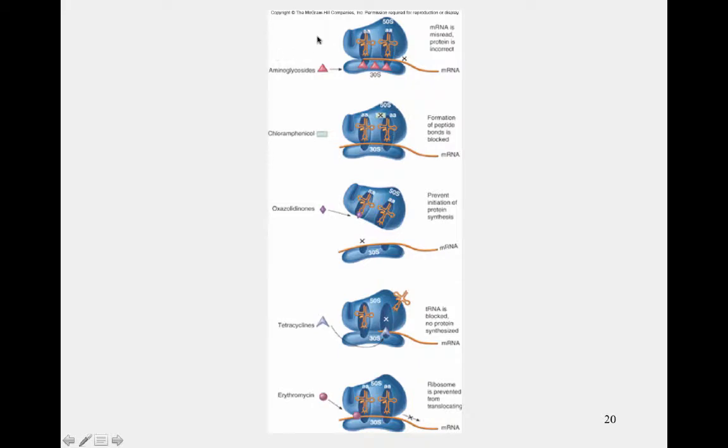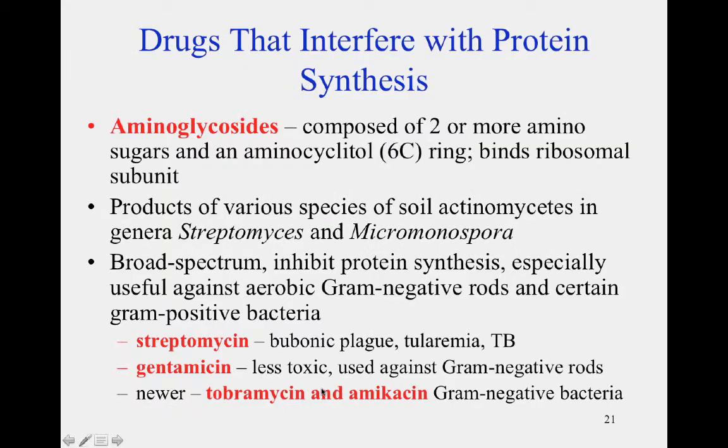This is a cartoon image showing, for example, for the aminoglycosides, remember I said each one of these binds to a different spot on the ribosome. Aminoglycosides cause the mRNA to be misread. Chloramphenicol will stop the formation of the peptide bond. We also have other drugs here. Tetracycline, for example, we just went over, blocks the tRNA. Erythromycin will prevent the ribosome from translocating. When it's reading along the mRNA, it will translocate, moving one subunit at a time from left to right. So they all have a different mechanism of action.